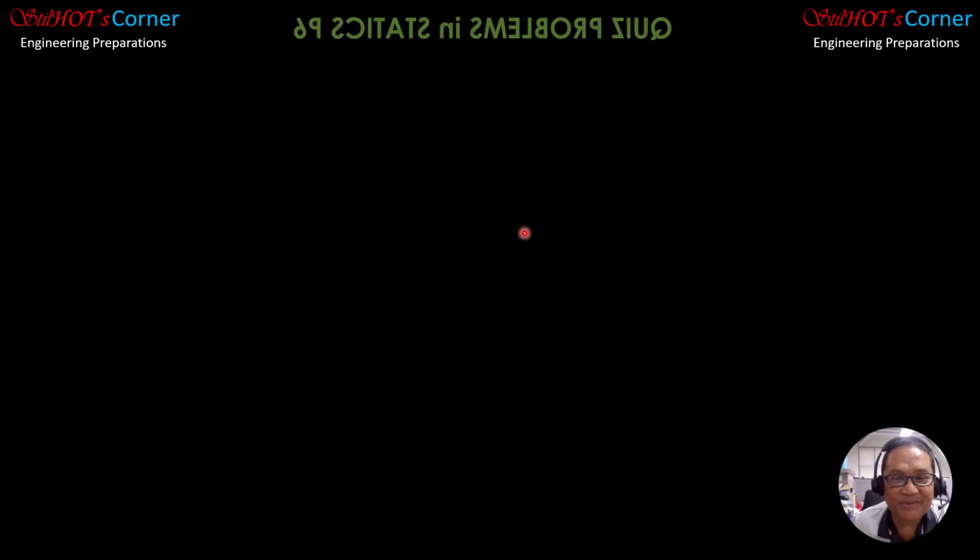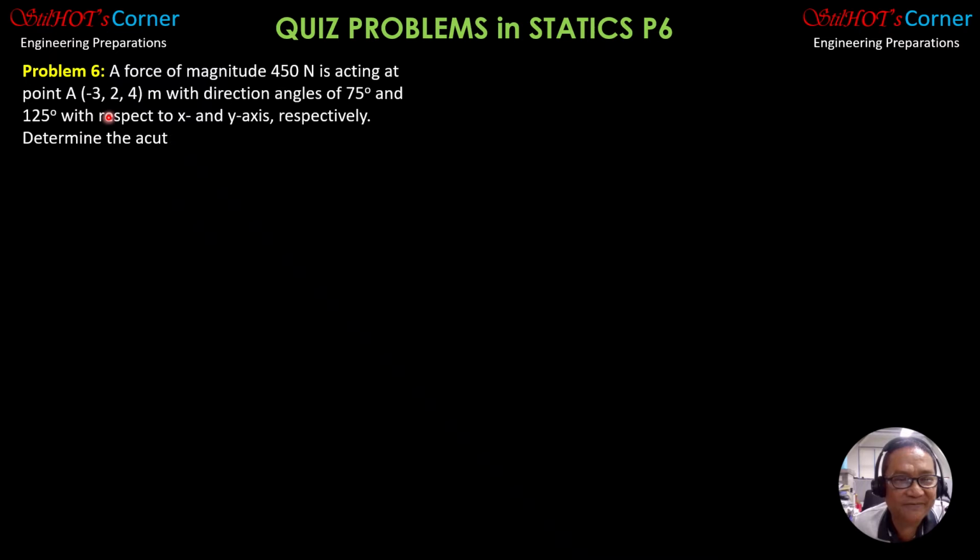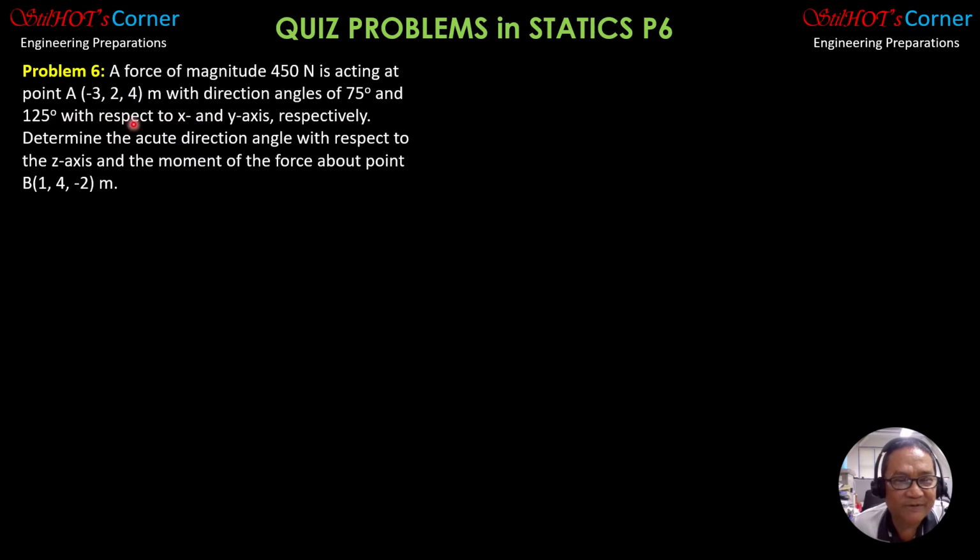So here is problem 6 in statics. A force of magnitude 450 newtons is acting at point A, which is at (-3, 2, 4) meters, with direction angles of 75 degrees and 125 degrees with respect to the x and y axes respectively. Determine the acute direction angle with respect to the z-axis and the moment of the force about point B, which is at (1, 4, -2).